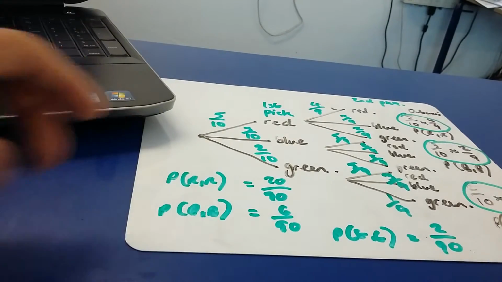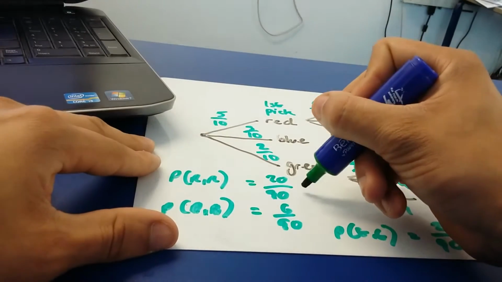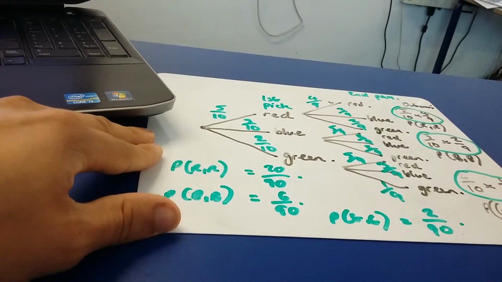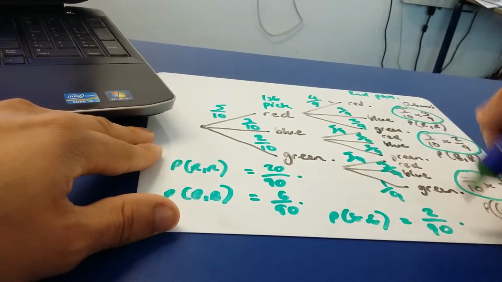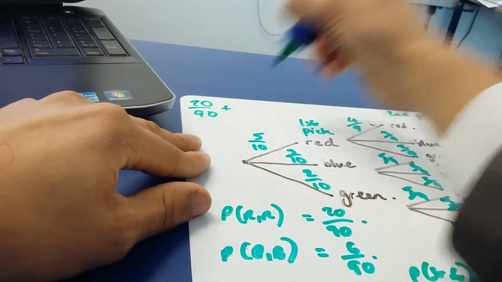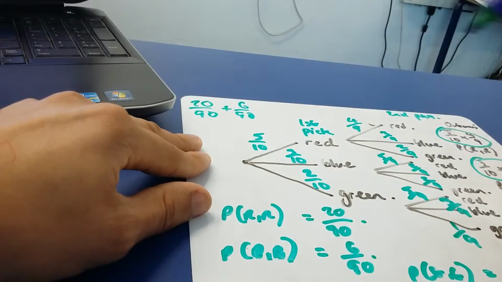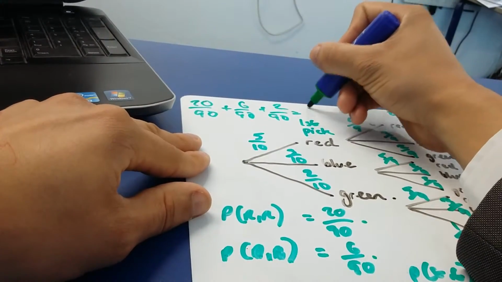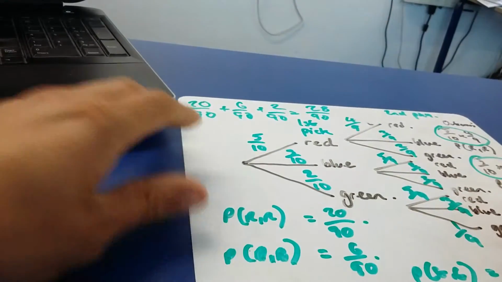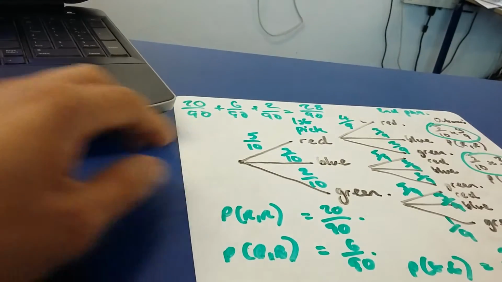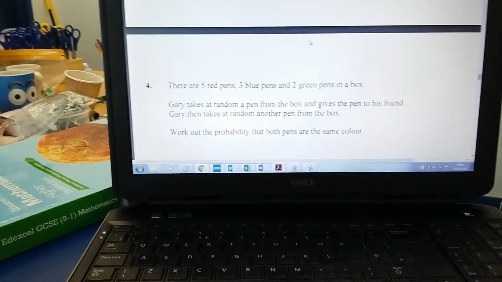And then what we do, we need to add these three probabilities together. So when you're adding fractions, if your denominators are the same, you can just add the numerators. So 20/90ths, add 6/90ths, add 2/90ths, equals 28 over 90. And that's our probability that the pens are the same colour. It's not asking me to simplify, has it? No, so I can just leave it as 28 over 90.